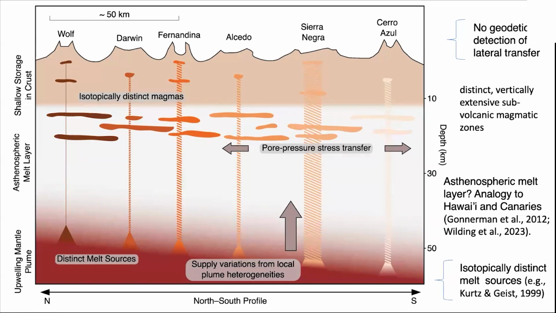We don't think there's actually mass transfer between the volcanoes at this step. The composition of the material erupted from volcanoes is isotopically distinct, so that's not a plausible explanation. But you could conceive of a zone through which you have some pore flow processes.